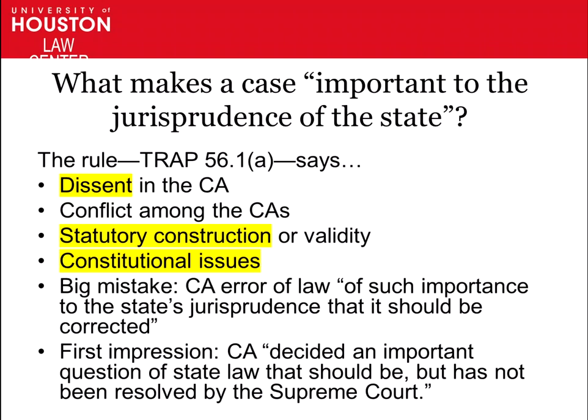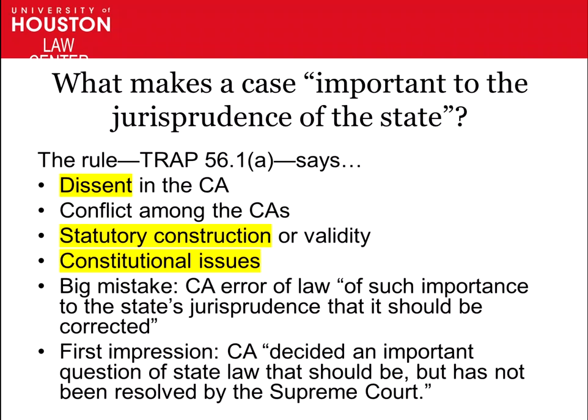Another basic consideration for what might be important to the jurisprudence of the state is if there's a conflict among the courts of appeals. So the Houston First Court says the rule's X, and Lubbock or Amarillo says it's Y. The court in general thinks the law should be the same in Texas. And so if you can establish that different courts of appeals are coming out differently on a legal issue, that's going to make it important to the jurisprudence of the state.